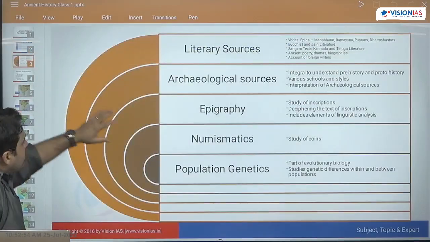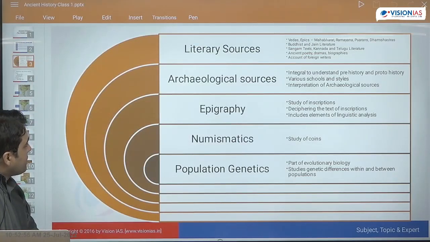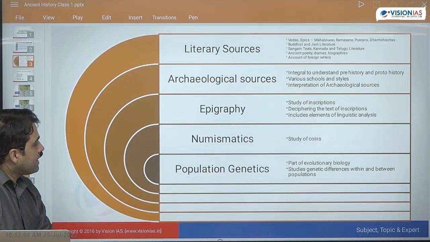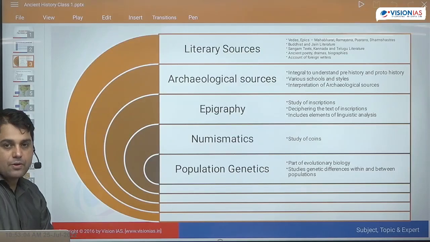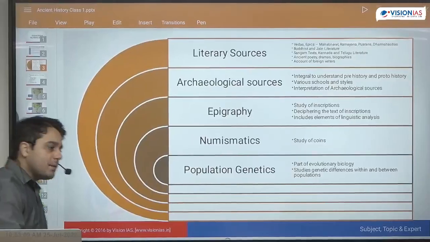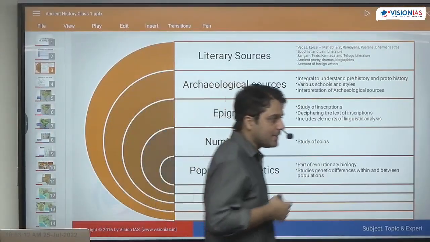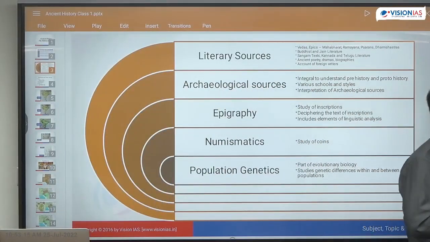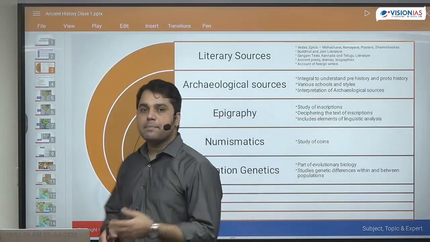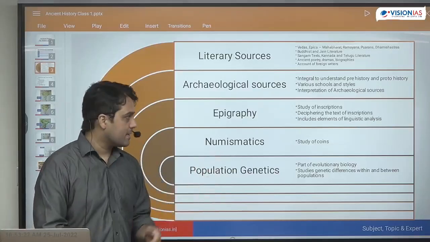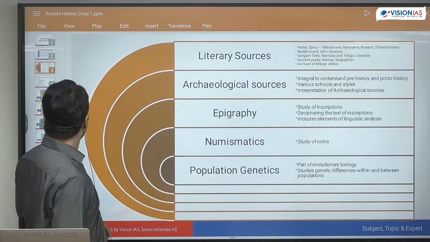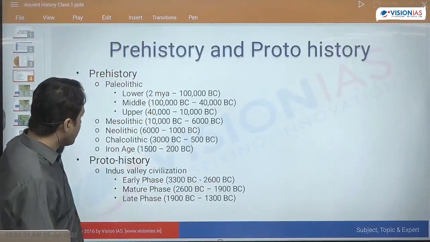I was talking about different sources, literary sources, archaeological sources, epigraphy. Epigraphy, somebody was asking on online portal. Epigraphy is basically studying of inscriptions. Lot of kings often used inscriptions to propagate their idea, as well as many inscriptions in form of prashasti. Prashasti basically means eulogy. That king is being praised for his bravery or for his other work also. So many prashastis are found across the country for different kingdoms. Numismatics and population genetics, as I was talking about. Prehistory, protohistory, what exactly prehistory is?